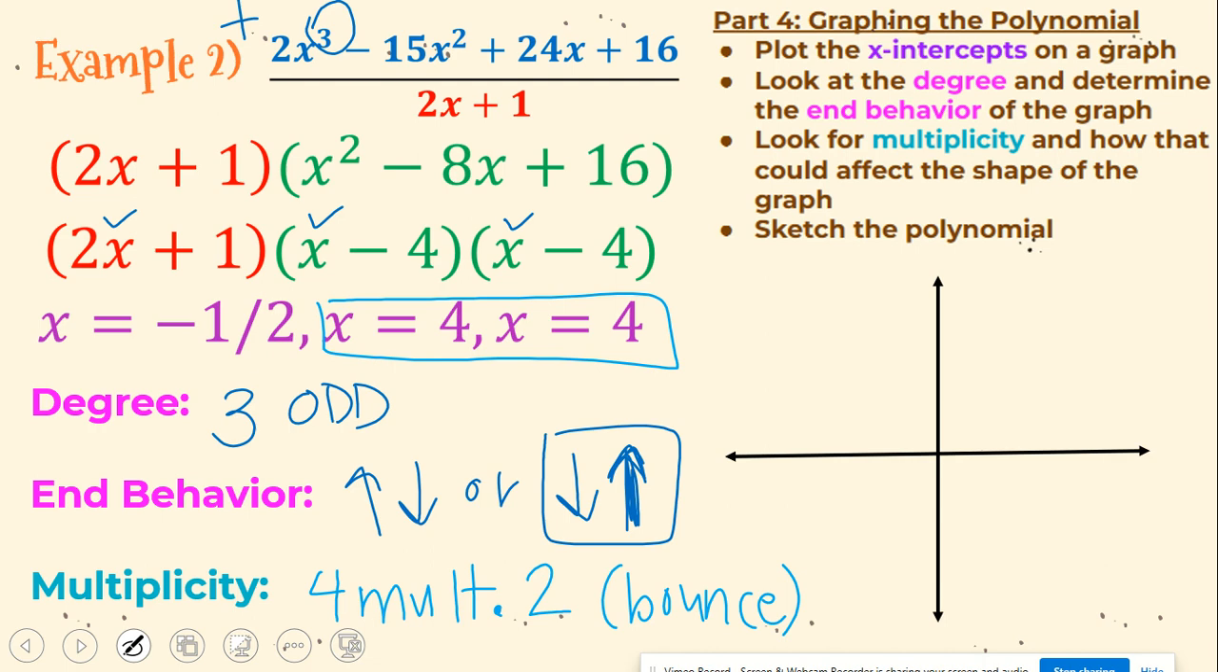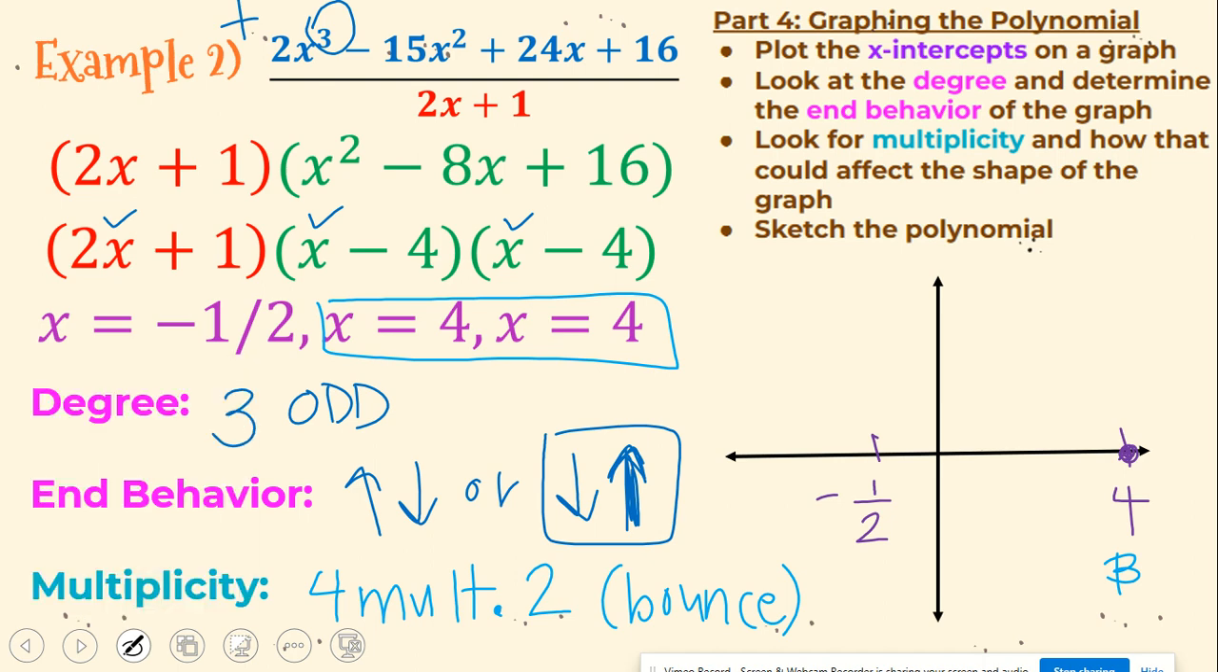Now I'm ready to put my x-intercepts on the graph. I have an x-intercept at -1/2, and I have two x-intercepts at +4. As long as I label the x-axis, spacing isn't too particular, and I've got just a regular dot at -1/2, and at 4, remember, since we have that multiplicity, I like to write a little b there to remind myself that I need to bounce.